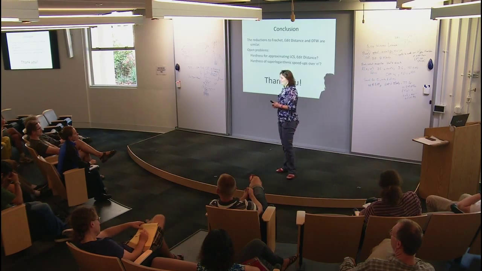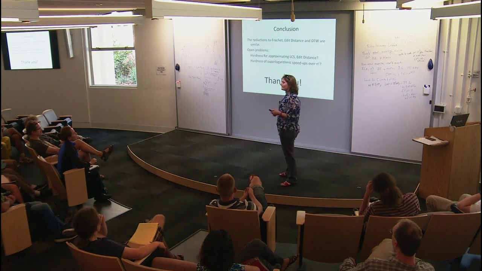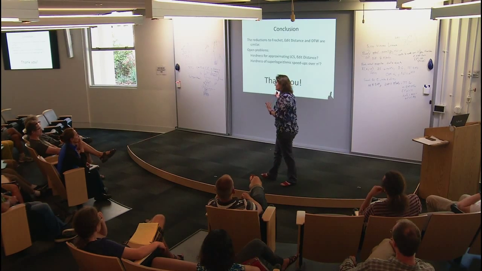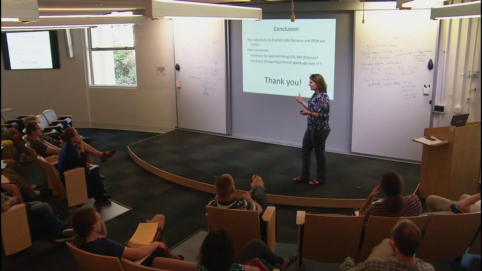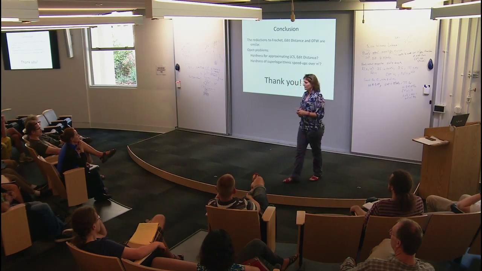I vaguely remember there is some kind of approximation hardness result for LCS. So our result implies some W[1] hardness when the alphabet size is order k, so that wasn't known. It was known that it's very hard when you allow the alphabet to be really big.